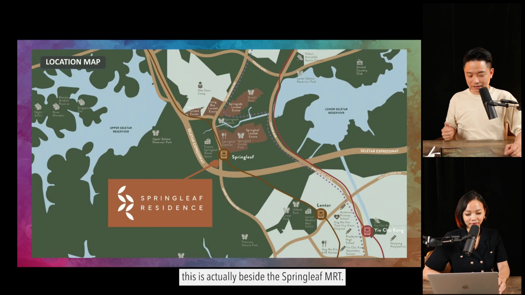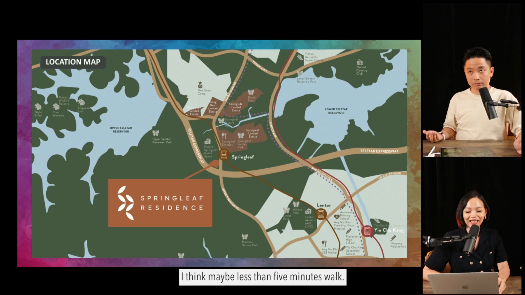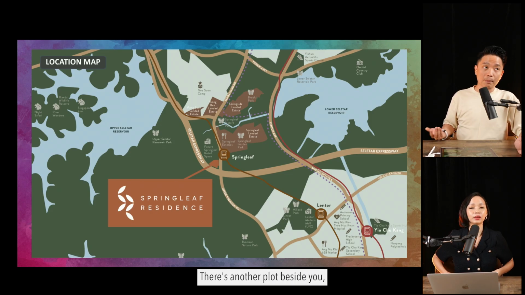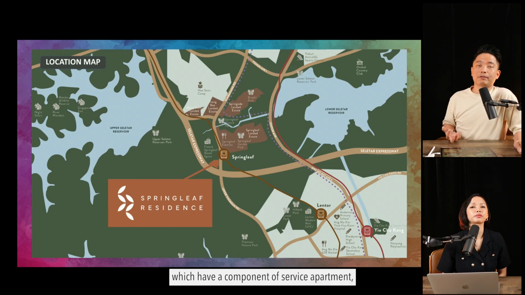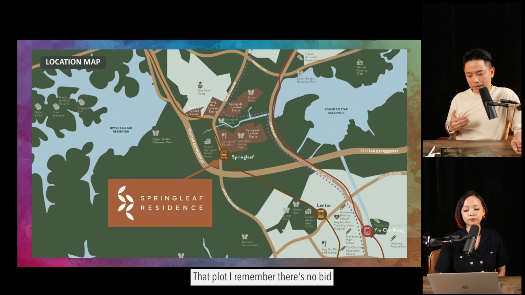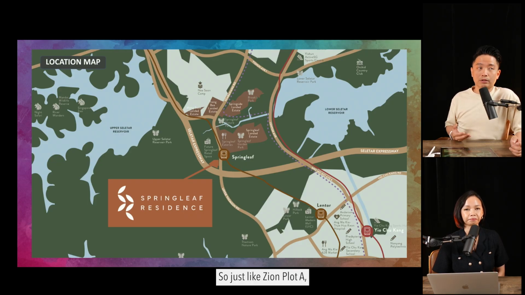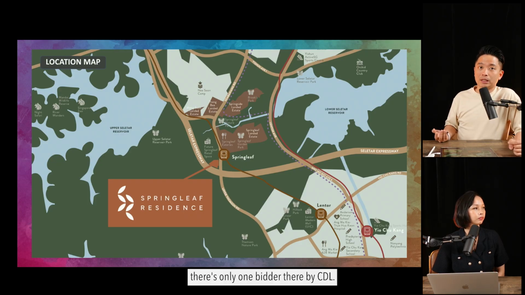Correct. Next, this is actually beside the Springleaf MRT. Nothing there as of now, but you are very near to the MRT, I think maybe less than a 5 minutes walk. There's another plot beside you, which has a component of service apartment, if I'm not wrong. That plot, I remember there was no bid, because with service apartments, it's not easy. Just like Zion plot A, there was only one bidder, CDL.